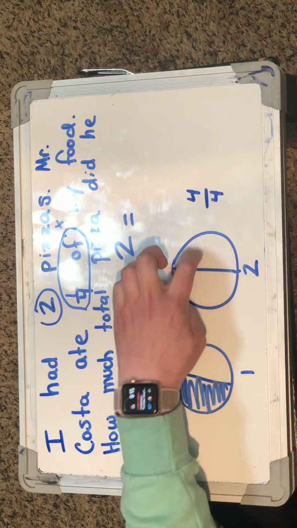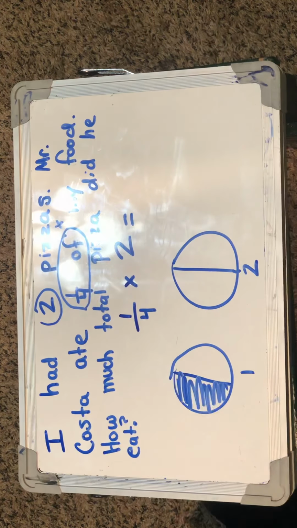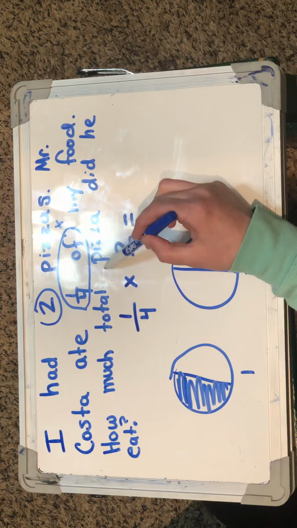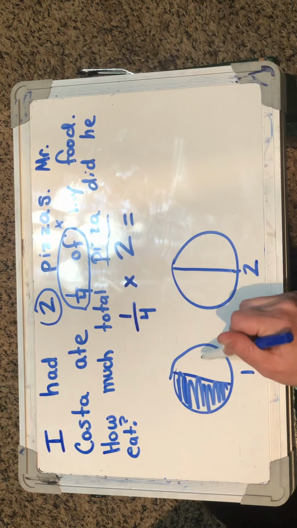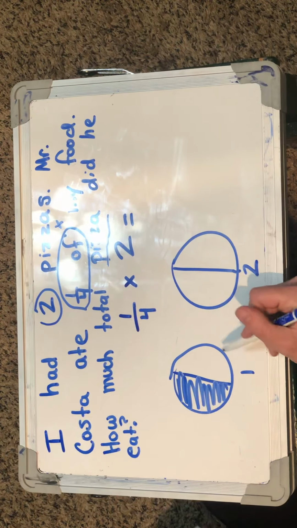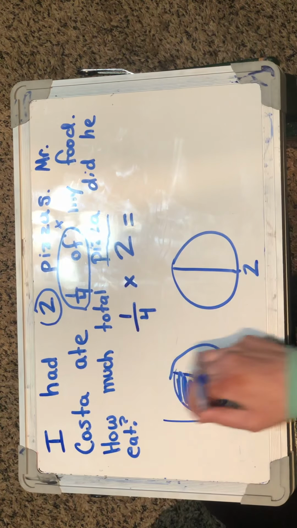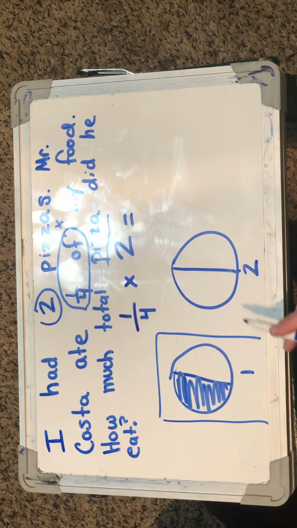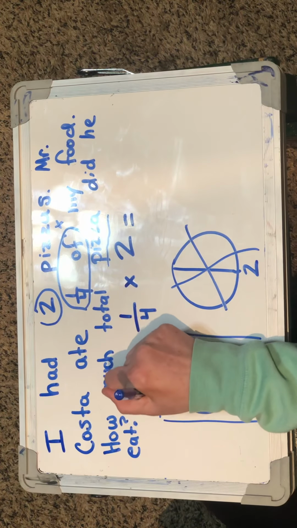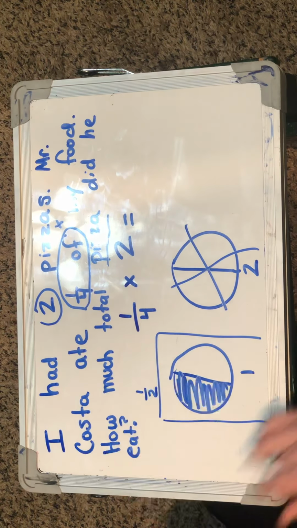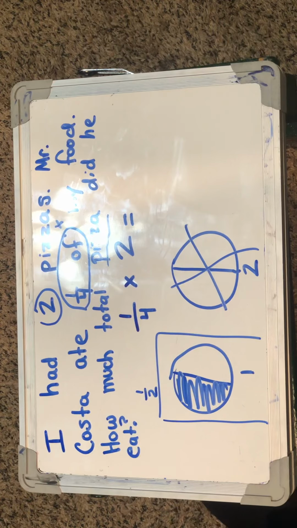1, 2, 3, 4. But the question says, how much total pizza did he eat? So did he eat a whole pizza, 1/4 of a pizza, 1/2 of a pizza? Well, let's look at the pizza. He didn't eat this one at all. That's still there for me. Okay? He ate this. So of 1 of the pizzas, he ate 1/2. That's how you could show that in pictures.